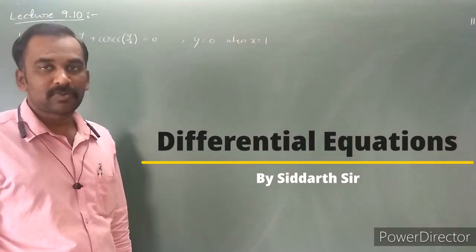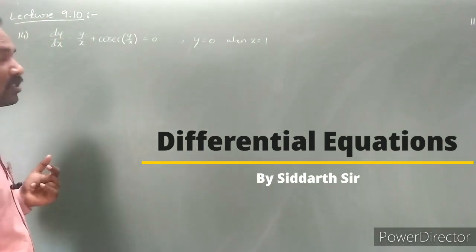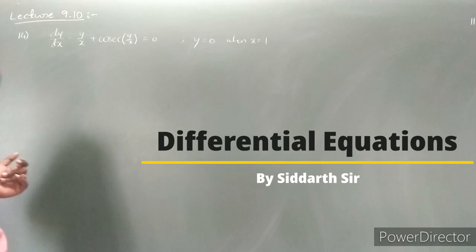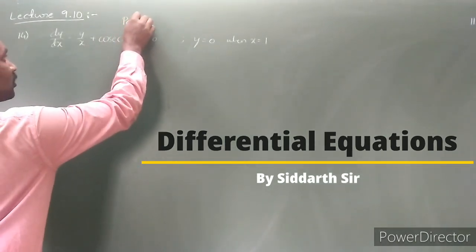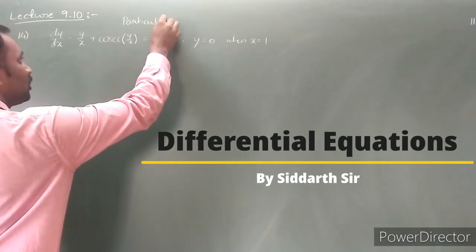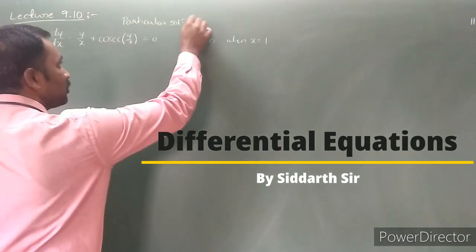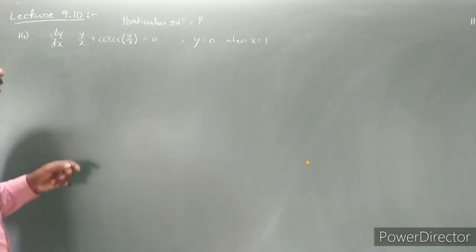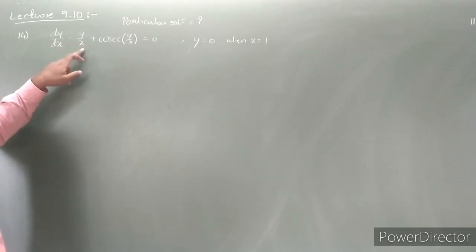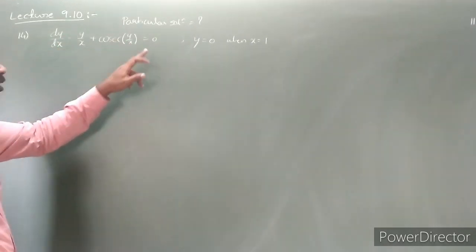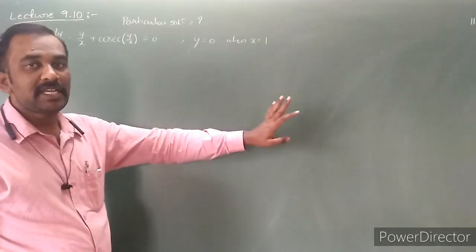Now let us continue the next problem in exercise 9.5 based on the homogeneous differential equation. So, the 14th problem. Here we need to find the particular solution of the following differential equation. In that, previously we just solved two examples. Next one: dy by dx minus y by x plus cosec of y by x is equal to 0, and y is equal to 0 when x is equal to 1.